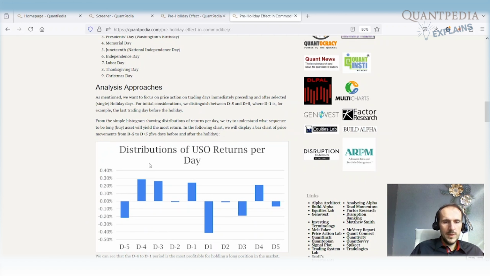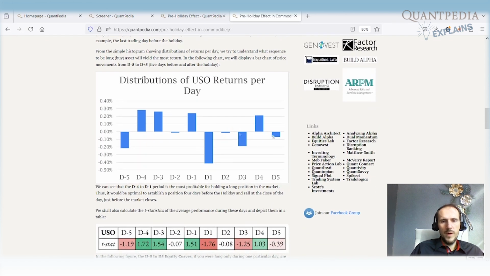So here is our analysis. We checked the performance 5 days after the public holiday: D1, D2, D3, D4, D5. And 5 days before the holiday: D-5, D-4, D-3, D-2, and D-1. As we can see, especially in the days D-4 to D-1, there is significant upward drift. And 1 day after the holidays, a significant downward drift.